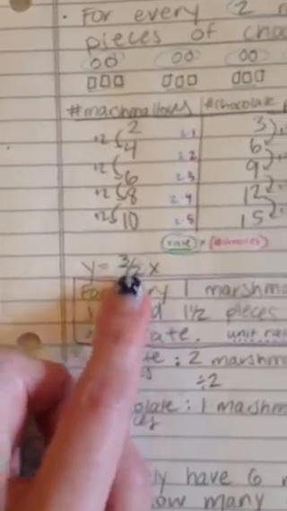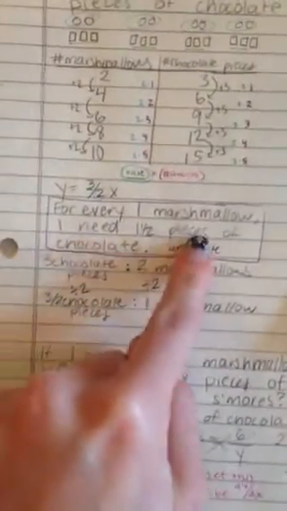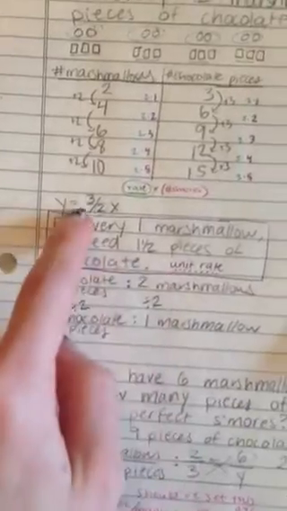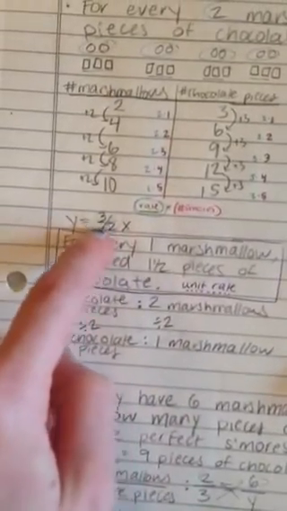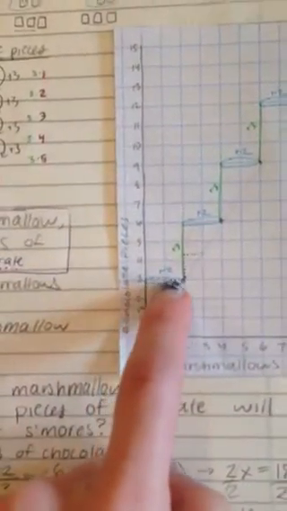In the unit rate, for every 1 marshmallow, I need 1.5 pieces of chocolate. When we see the 3/2, well it's 1.5, but we often think of the up 3 and over 2 kind of movement of the slope there. But that's our proportion overall when you think for every single s'more.